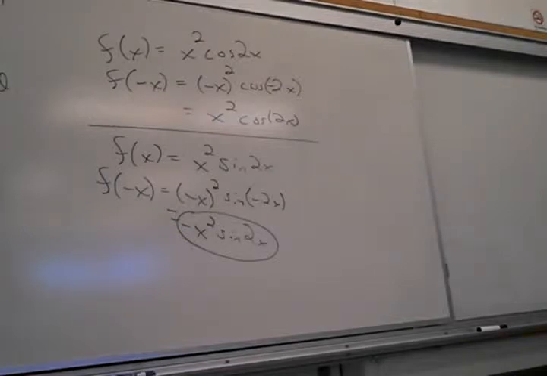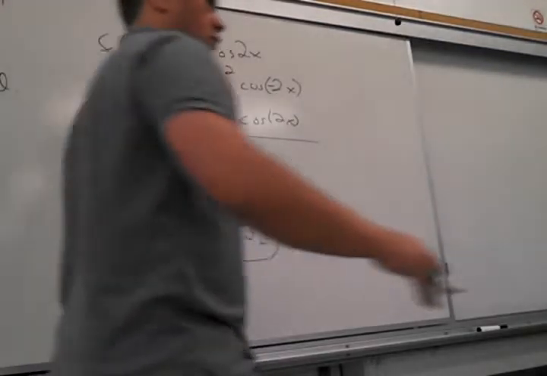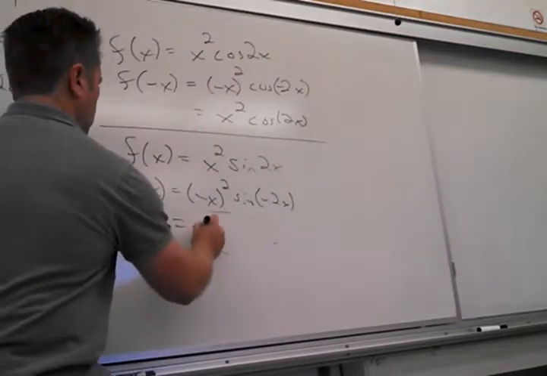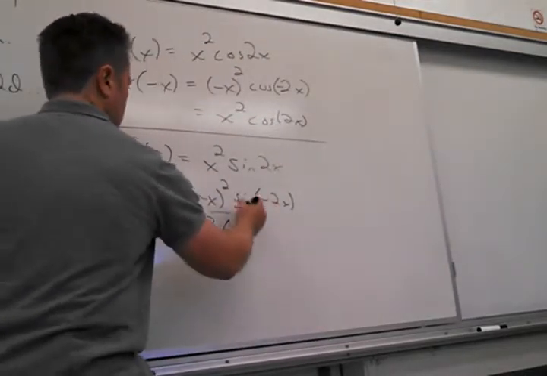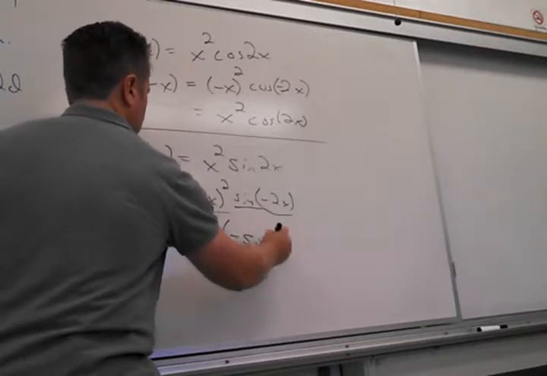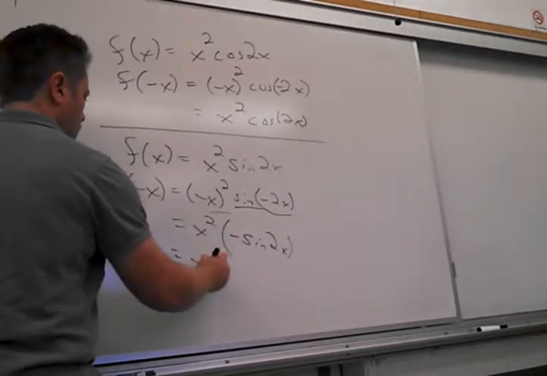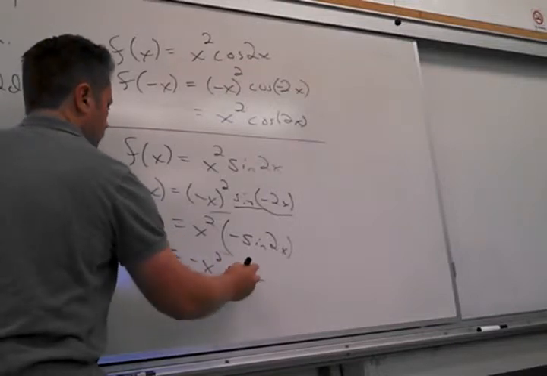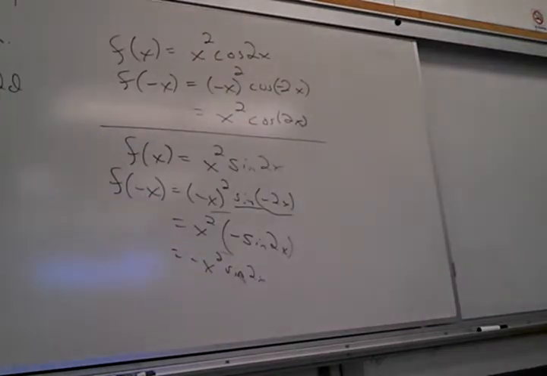So how come you put the negative all the way on the outside of the x squared? Because, well, alright. So if you want to, this will be x squared times negative sine 2x, which is negative x squared sine 2x. All it matters is one part of it became negative, so the whole part's negative.